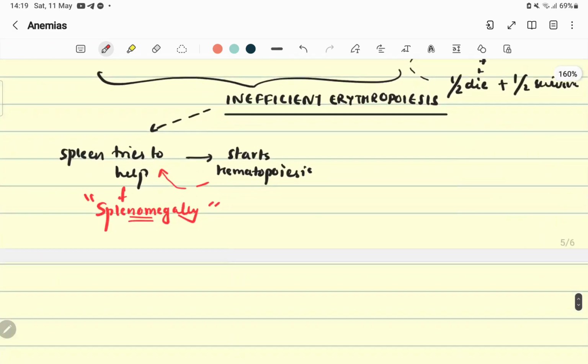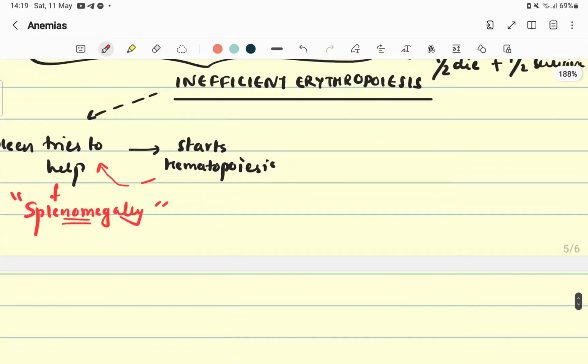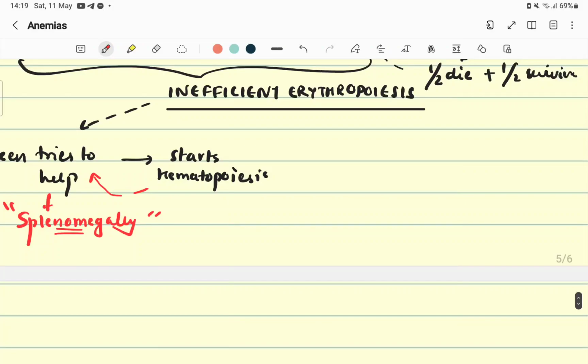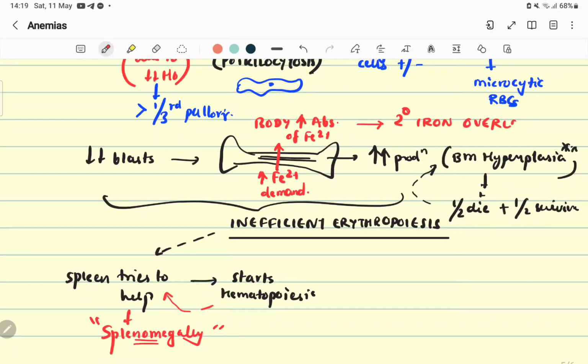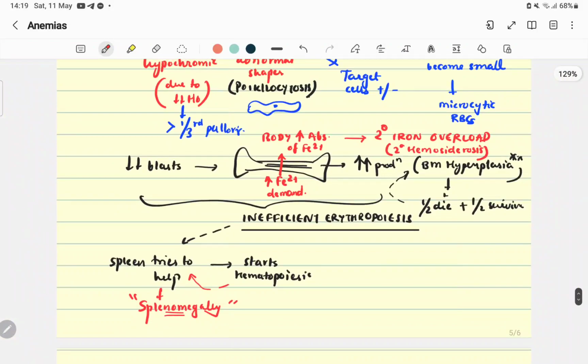So basically, these are the manifestations. And bone marrow will have more hyperplasia, so it will require more oxygen. So oxygen demand will, sorry, iron demand will increase. Increased iron demand means the body increases absorption of iron, which means there will be secondary iron overload, known as secondary hemosiderosis.